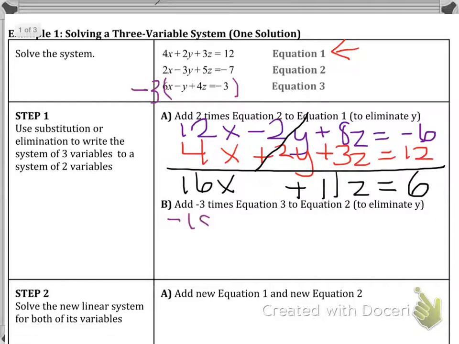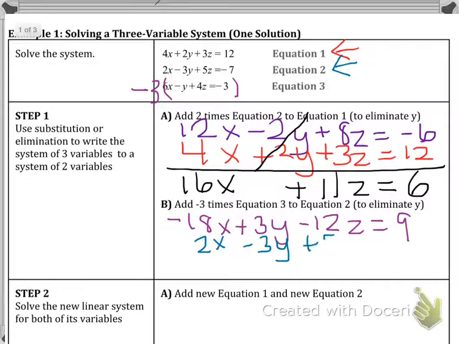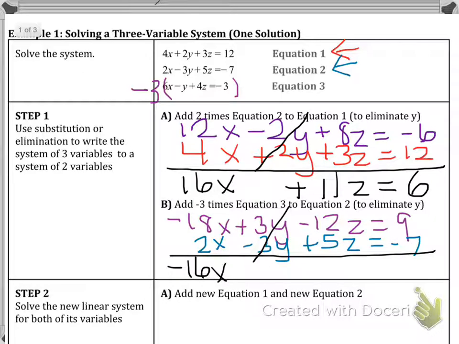And so we get negative 18x minus 3y, well, that's plus 3y, minus 12z equals a positive 9. Now we're going to add that to equation 2 here. So we will add 2x minus 3y plus 5z equals negative 7. We add those together, we get negative 16x, the y's cancel, negative 7z equals 2. So now we're done with step 1.